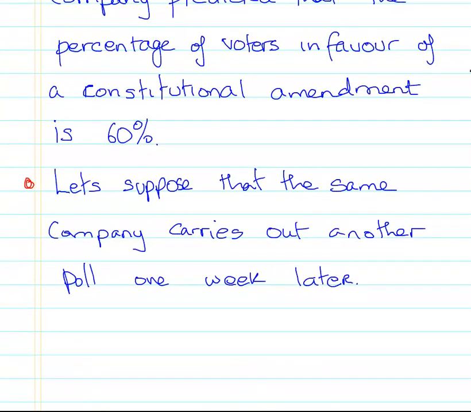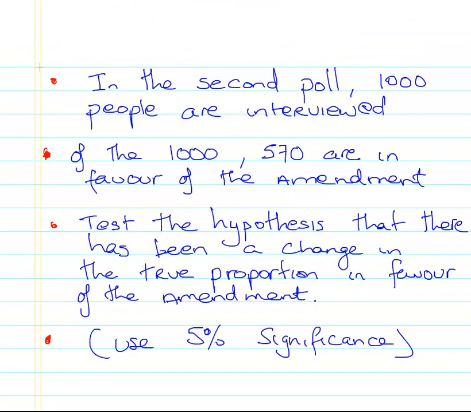Now let's suppose that the same polling company carries out another poll 1 week later. So things have changed over the week. We want to run the poll again and see if there has been any change. So in the second poll, let's start off with the basics: 1,000 people were interviewed. That gives us our sample size, n is equal to 1,000. And of the 1,000 people, 570 are in favor.